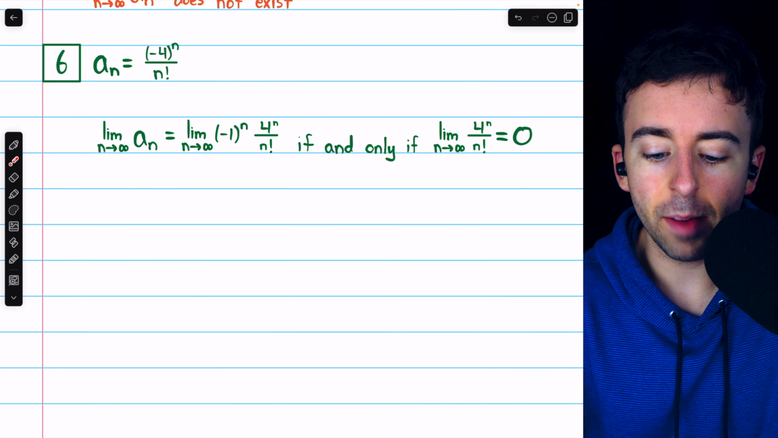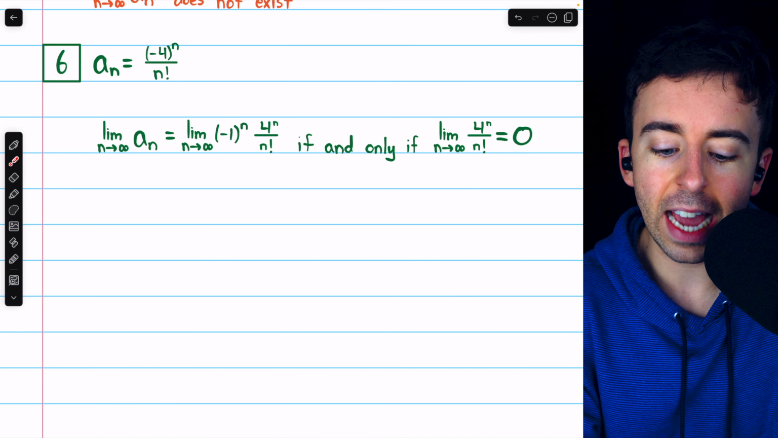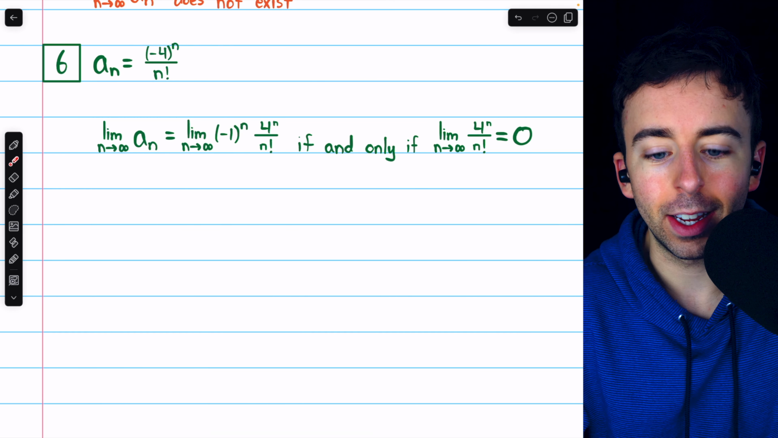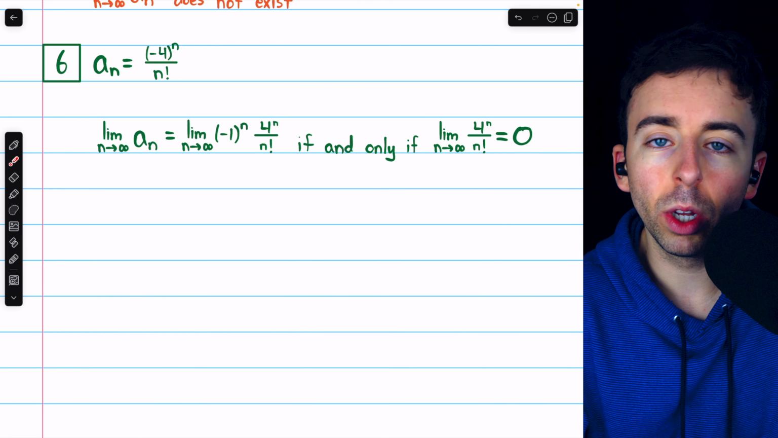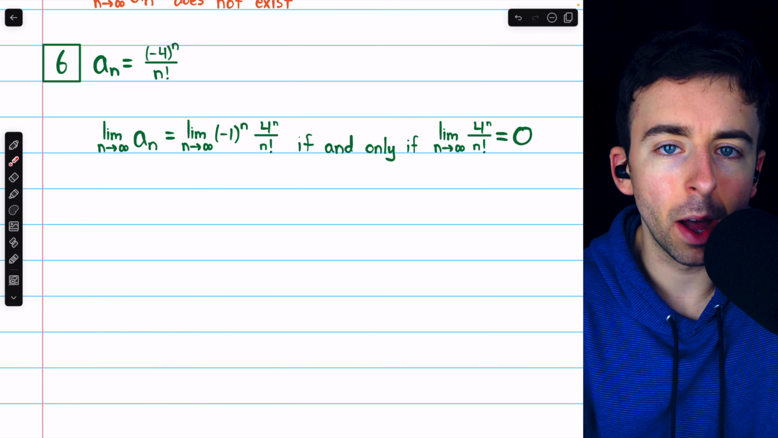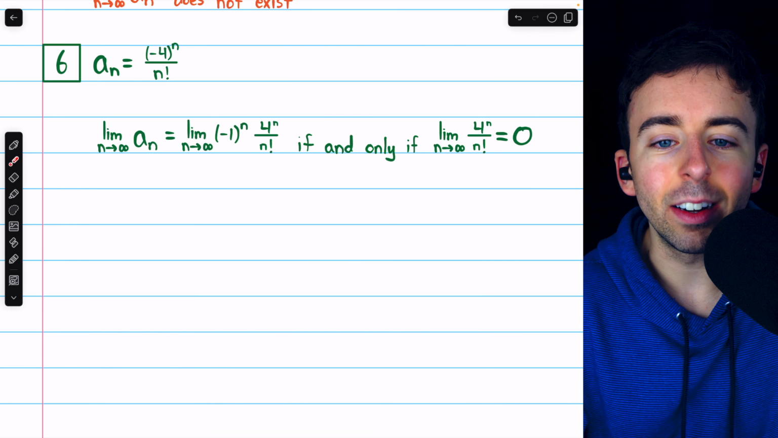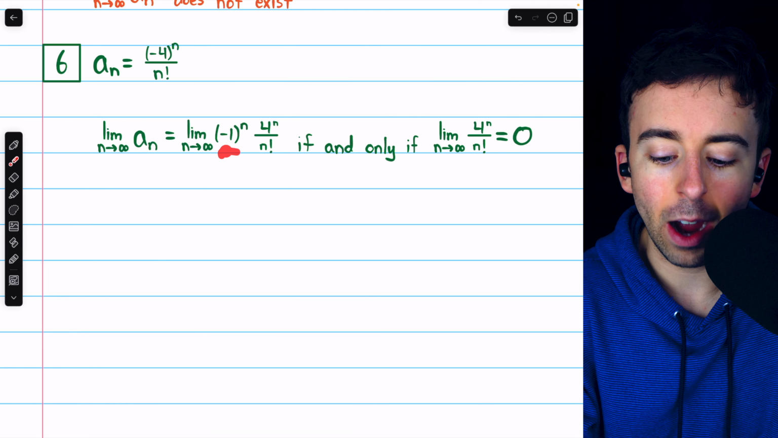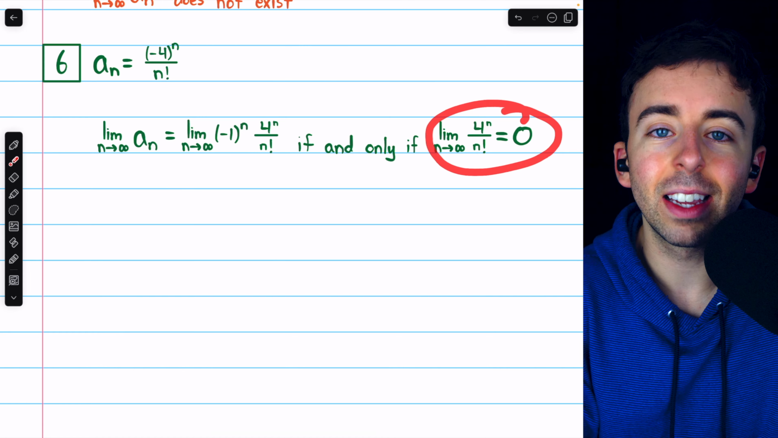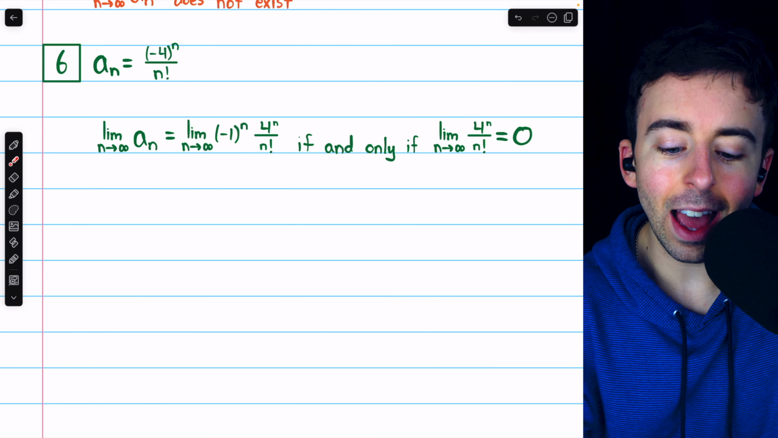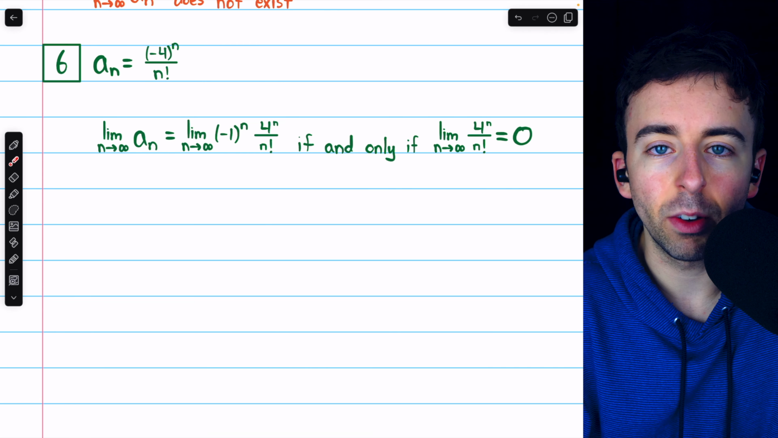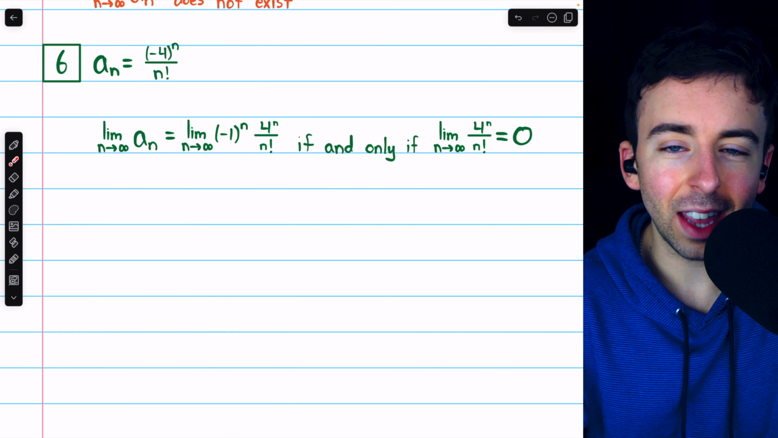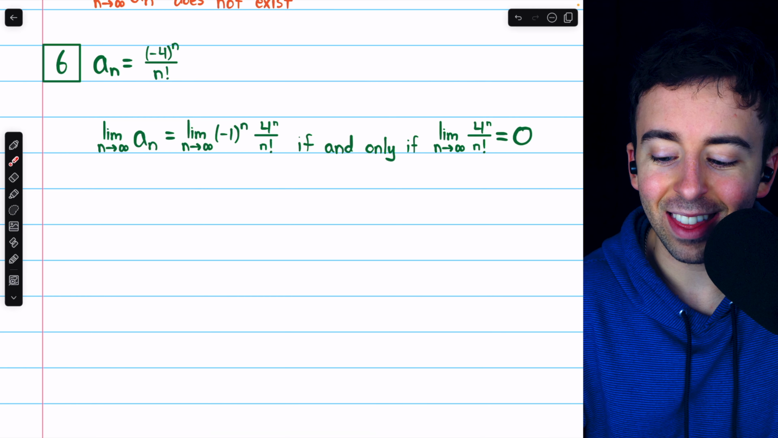Here is our last example. We're looking at the sequence -4 to the n divided by n factorial. Now, this sequence is alternating. Because of the -4 to the n, it will alternate between negative and positive. So the only way it can converge is if this sequence, which is the same thing but without the negative, converges to 0. That is, the absolute values of the terms of this sequence have to converge to 0. Since it alternates between positives and negatives, those can't converge to the same thing unless that thing is 0.